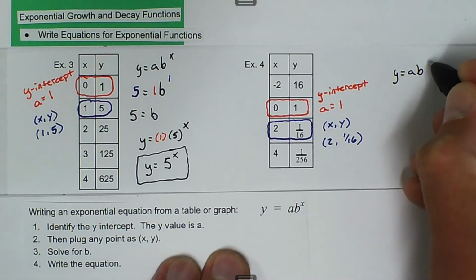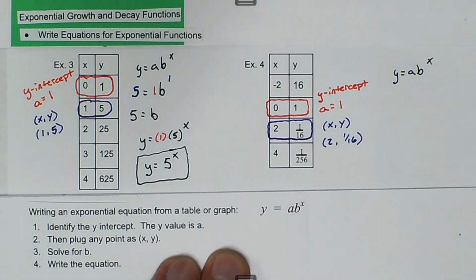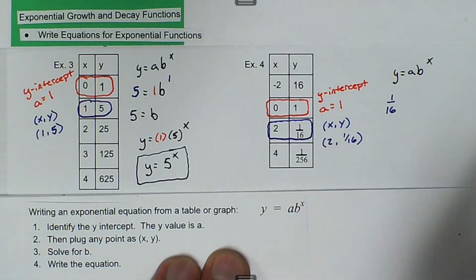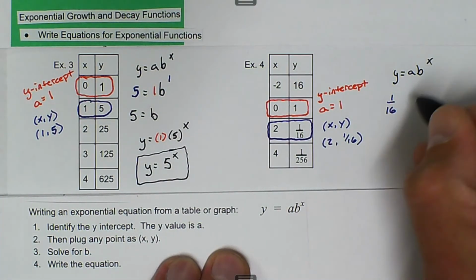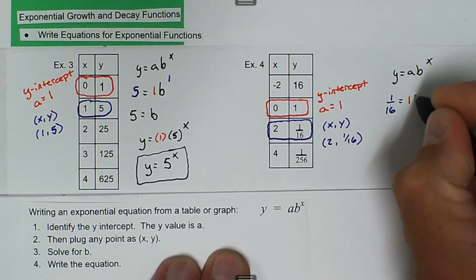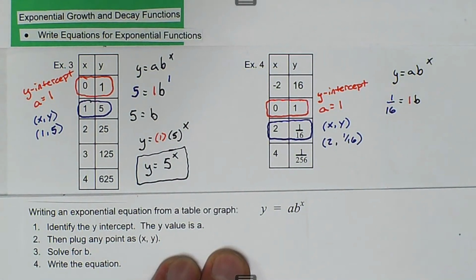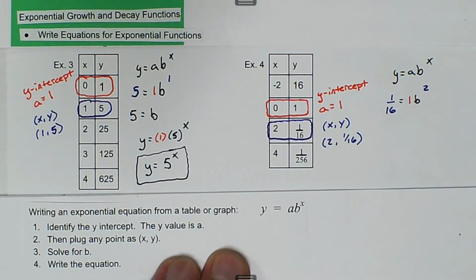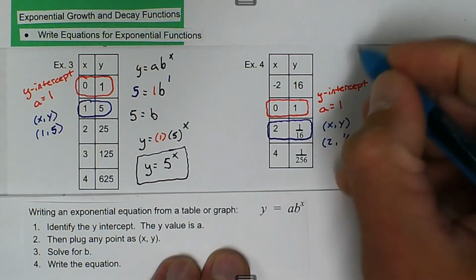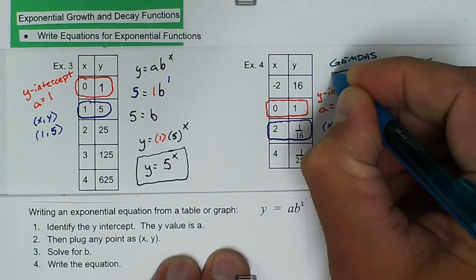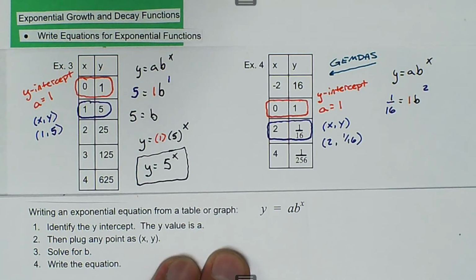y equals ab to the x. We know that our y value is going to be 1/16. And we know that our a value was 1, and our b value we're trying to calculate, and our x value is 2. So we want to solve to get b by itself. So we're going to use PEMDAS.